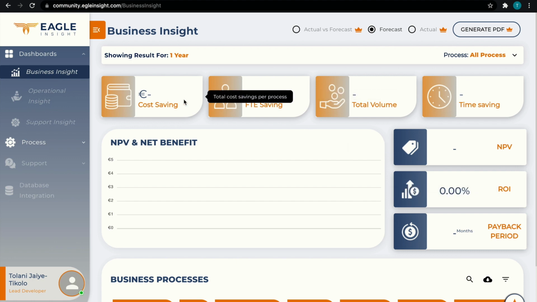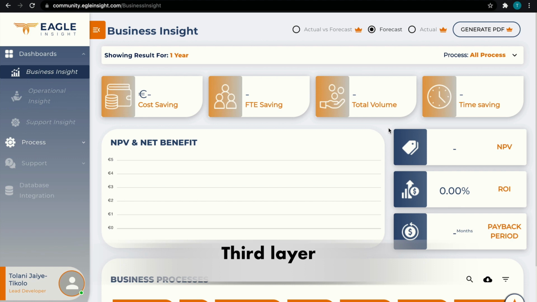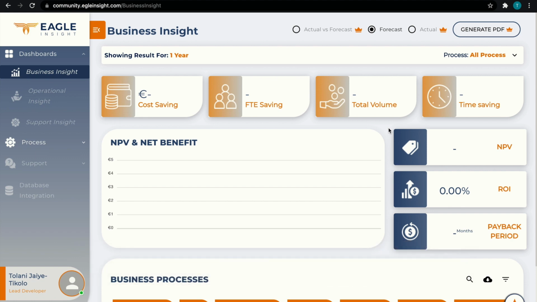The second layer is something that a lot of companies always track, and it's very important you pay attention to this. It talks about cost savings, FTE savings, total volume, and total time savings as well. These are some of the metrics or KPIs companies track when it comes to automation. It doesn't necessarily have to be RPA; it can be used with intelligent automation or process mining.